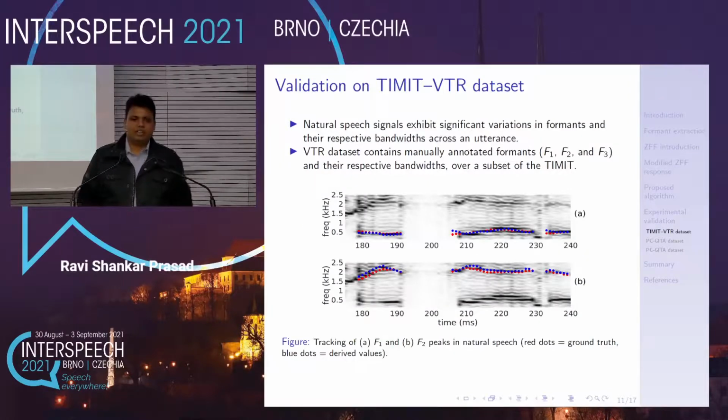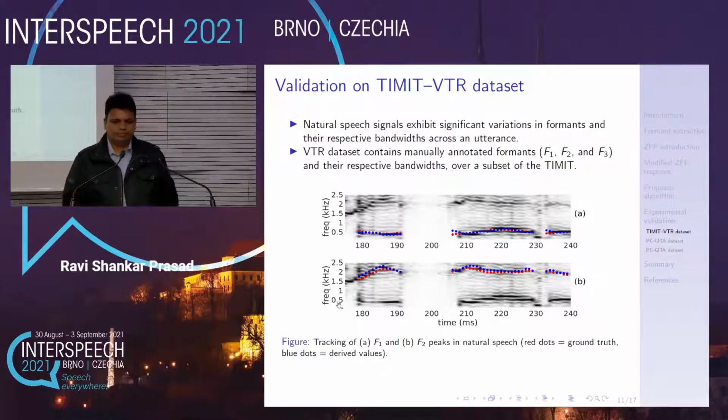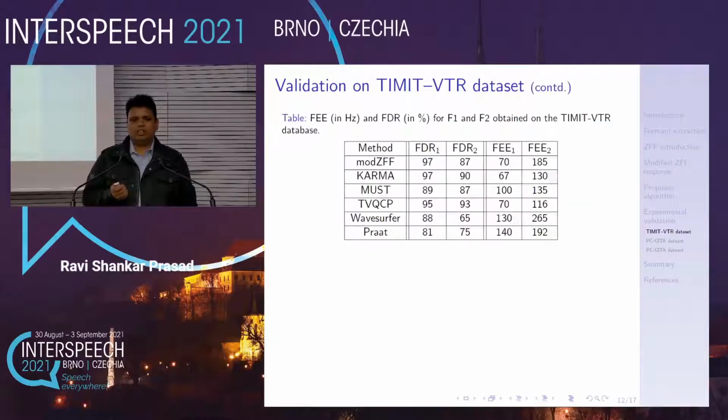So on TIMIT-VTR, we explored the first and second formants, and we compared them with the baseline annotations. Here in this figure, the red dots are ground truth annotations, which are marked every 10 millisecond window. We derive formants from our method, also every 10 millisecond non-overlapping window, and they are compared against the red marks. The upper figure gives the first formant contour, and the lower figure B gives the second formant contour. This is how the results look on the VTR dataset.